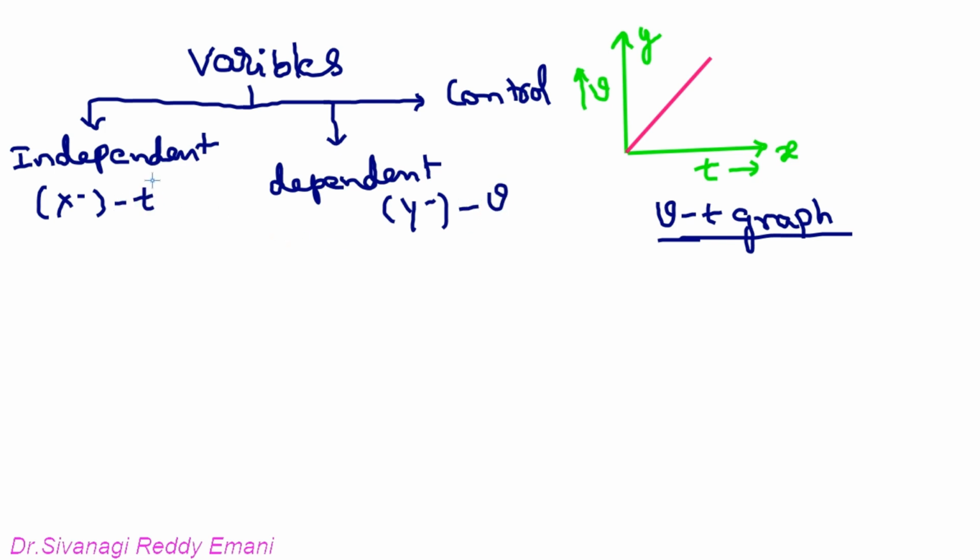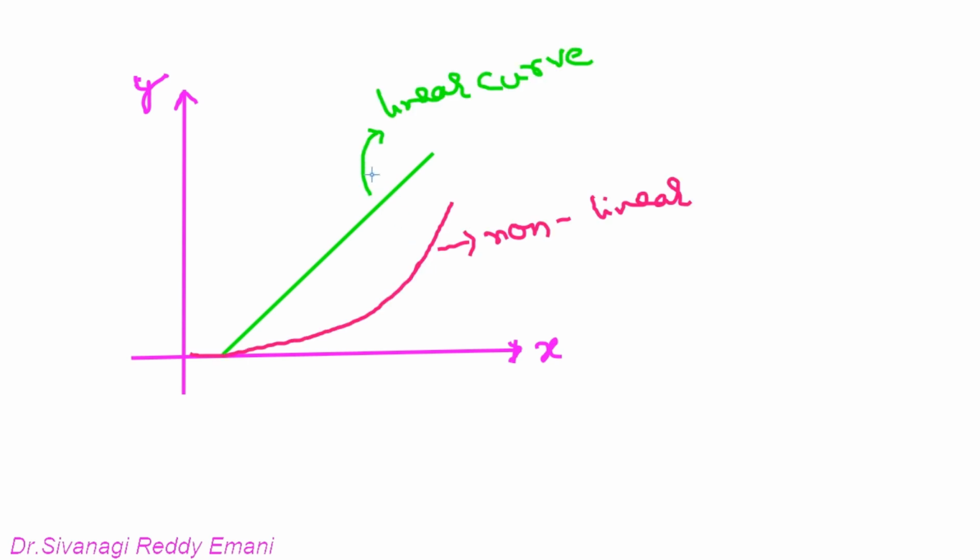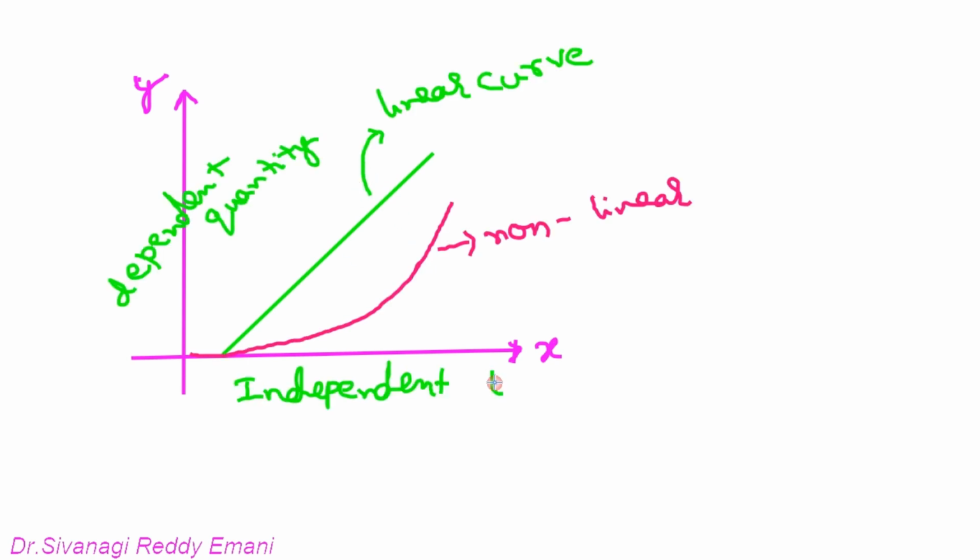In other words, the independent variable is a parameter we change. So whenever we are doing an experiment, the parameter we can change will be the independent variable. The measured parameter is known as the dependent variable. Basically, graphs may be of two types: linear curve and non-linear curve. So this will be linear and non-linear. We are using the velocity-time graph as our reference, time on the x-axis and velocity on the y-axis.